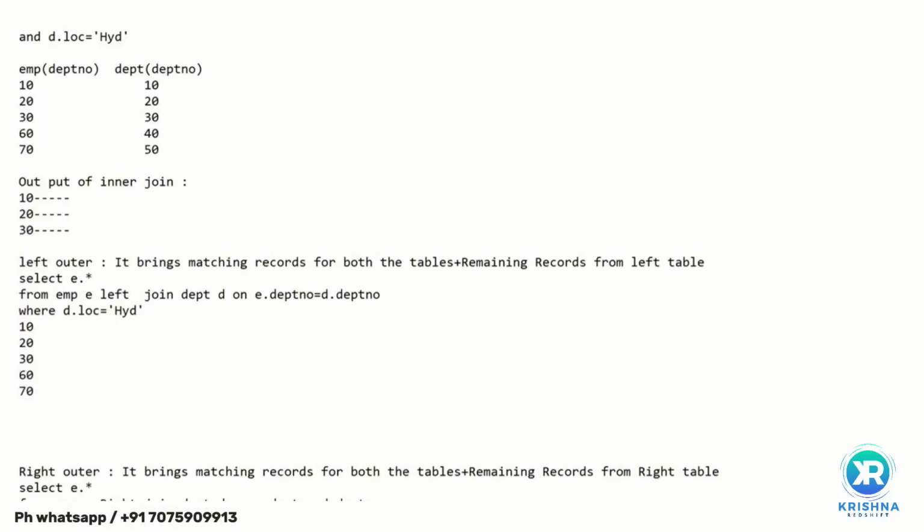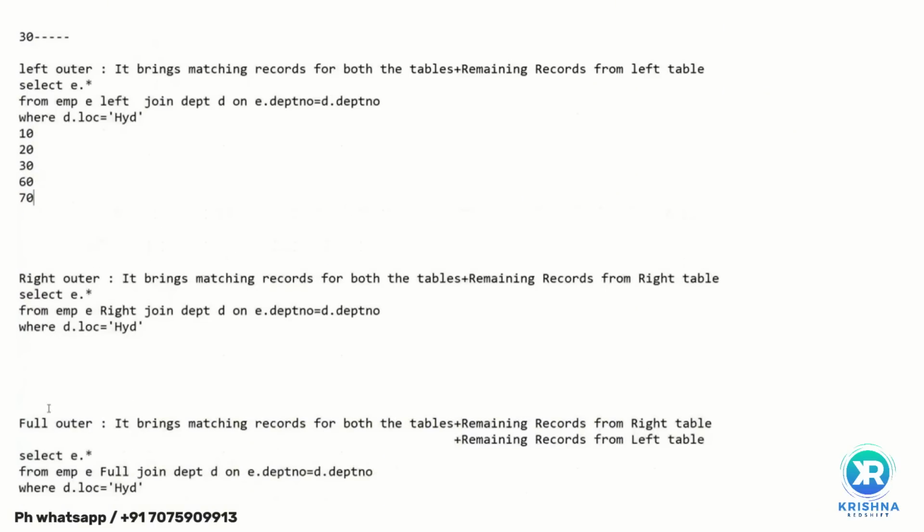That's it. Matching records from both the tables plus remaining records from left table. What are the matching records? 10, 20, 30 because they are matching, plus remaining records from left table 60, 70. Yeah, that's right. Okay. Now tell me what is the right outer join result?